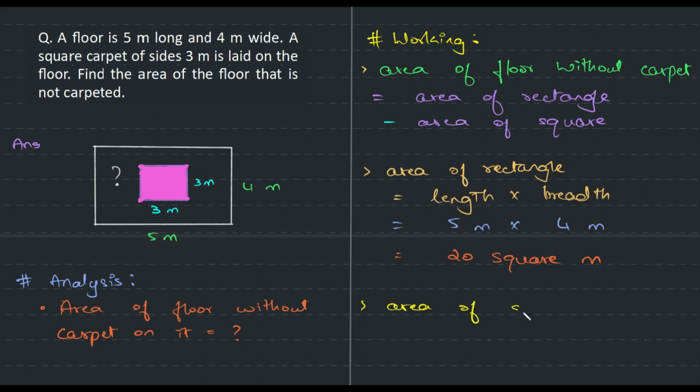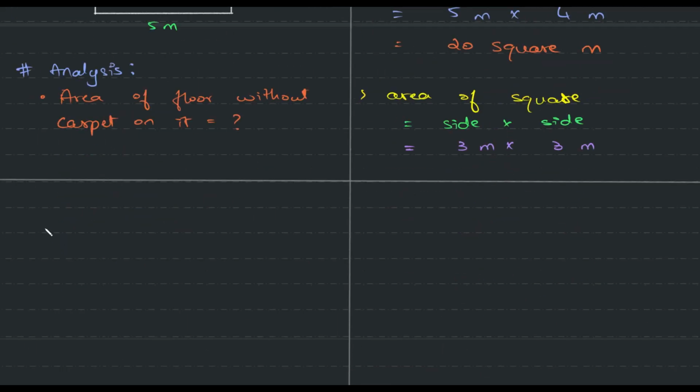Area of the square carpet, that is the carpet basically. This is given by side into side, 3 meters into 3 meters. So this is 9 square meters.